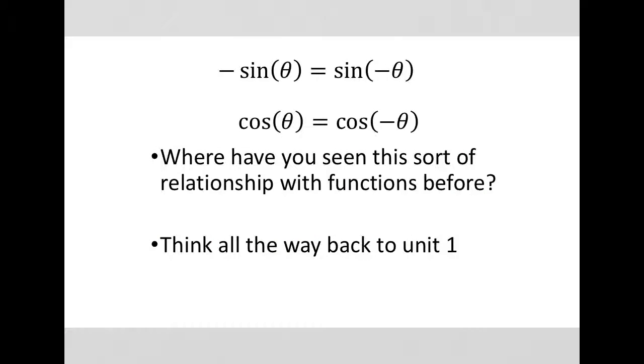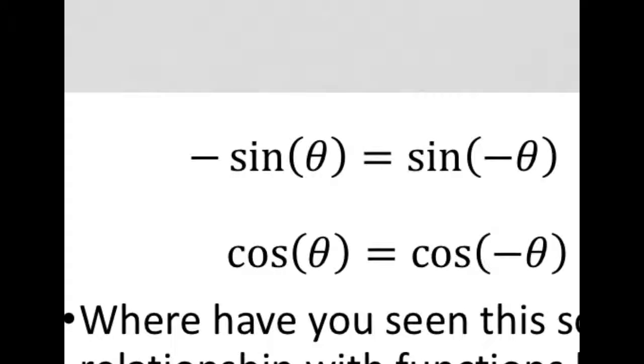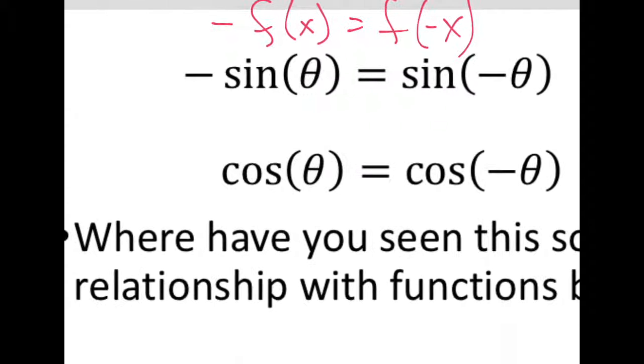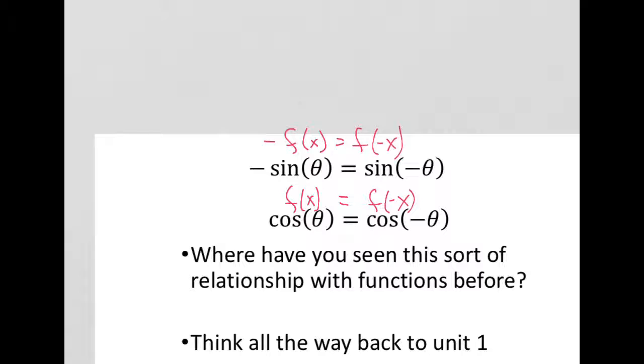Where have you seen this before? Negative sine of theta equals sine of negative theta. Cosine of theta equals cosine of negative theta. Well, what if we didn't have signs? What if we were just talking about some generic function, f of x? This would be like saying negative f of x equals f of negative x. And this would be like saying f of x equals f of negative x. Do you remember where you've seen this before?